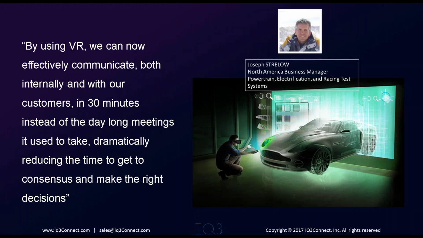And if you talk to the manager at AVL, he says, by using VR, we now can effectively communicate both internally and with our customers in 30 minutes instead of the day-long meetings it used to take, dramatically reducing the time to get to consensus and make the right decisions. Just think, if you could get to a consensus in less than 1/10 of the time, how much time are you going to save working with your managers, your customers, your production teams?